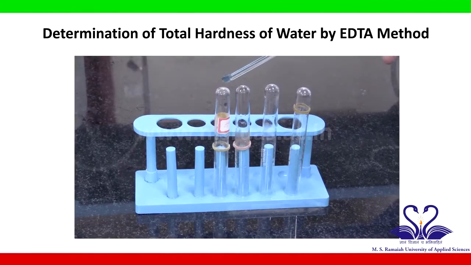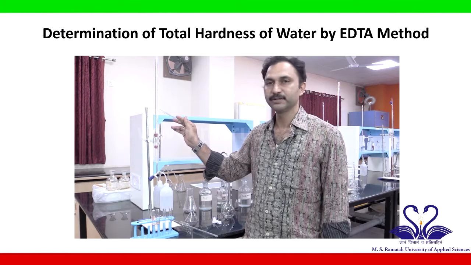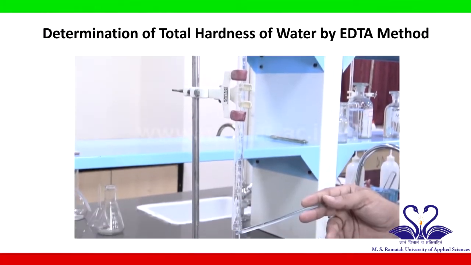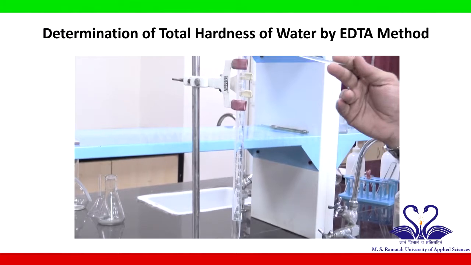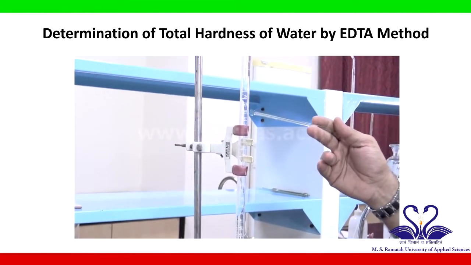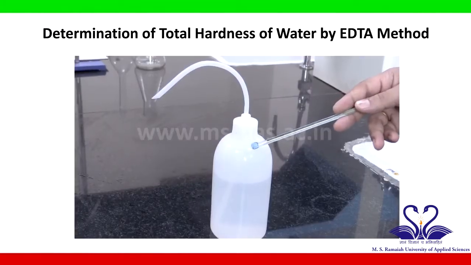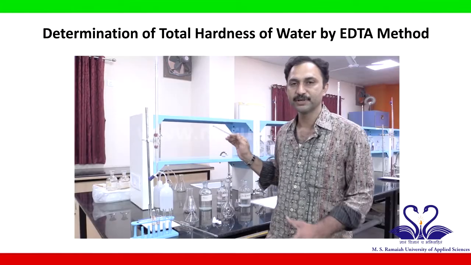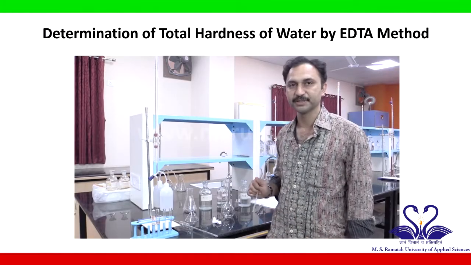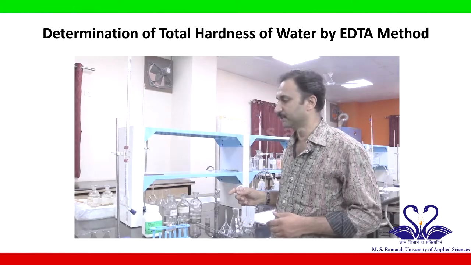Test tubes to add ammonia and to add the buffer solution. We will be using the test tubes. A 50 ml burette, in which you are taking the standard solution. A wash bottle containing distilled water to wash the apparatus. So these are the apparatus required to start this experiment. Now let us start the experiment.